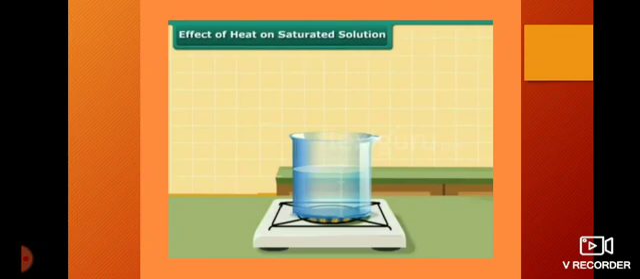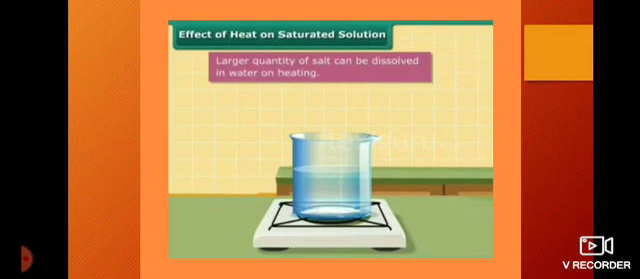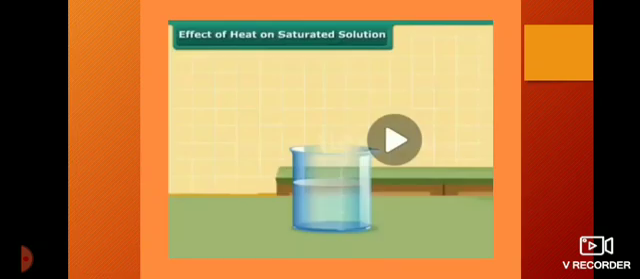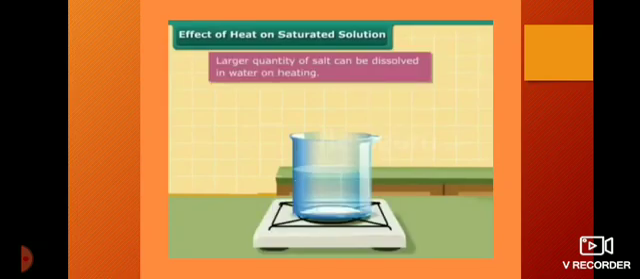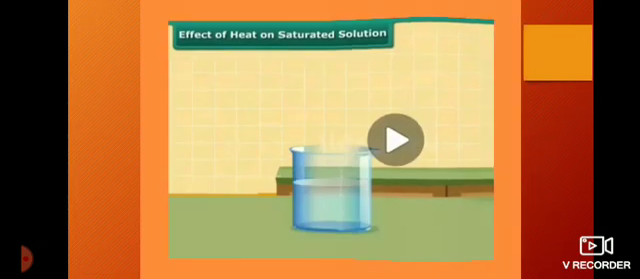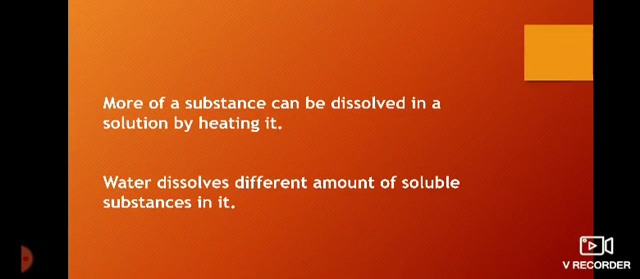That means heat can dissolve more salt in it. Let it be cooled. Please watch what happens. The salt came back. So we can see that heat can dissolve more substance in a saturated solution, or a larger quantity of a substance can be dissolved in water by heating. So let us sum up. More of a substance can be dissolved in a solution by heating it.